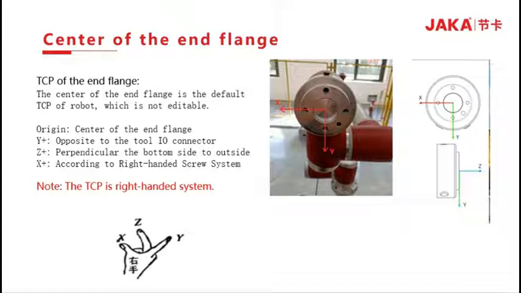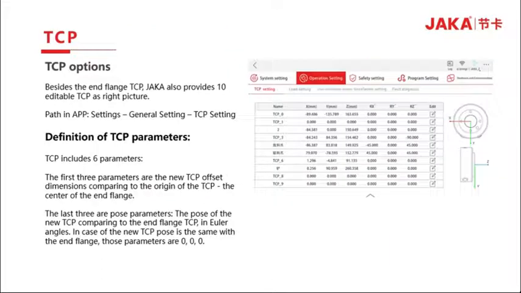Make the gesture as shown in the picture. Point your index finger to the Y positive direction and the middle finger to the Z positive direction. The X positive direction of the TCP will be where the thumb is pointed. Besides the end flange TCP, JAKA robot also provides 10 more editable tool center points.